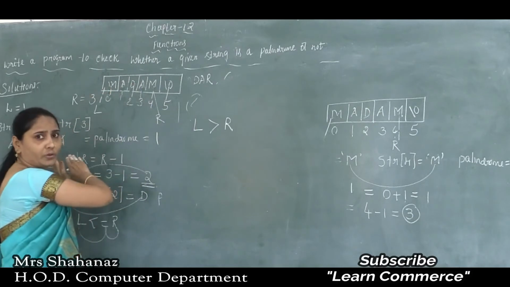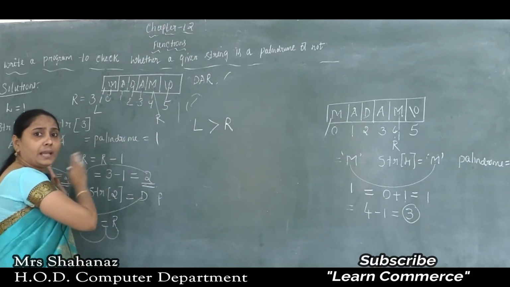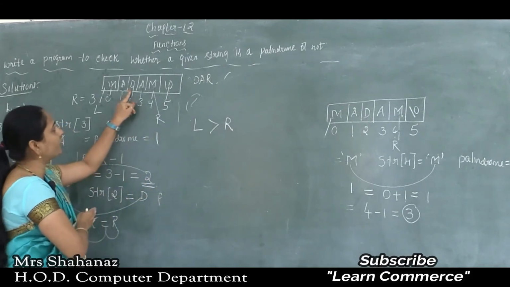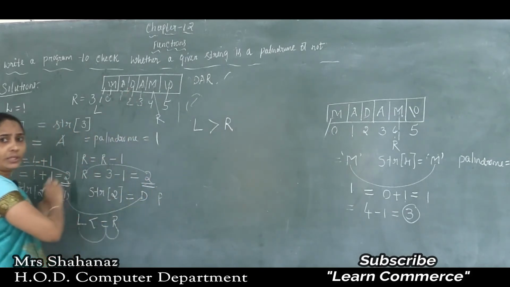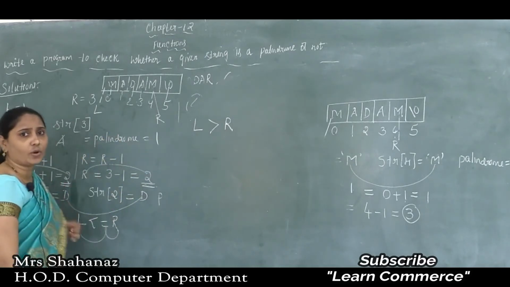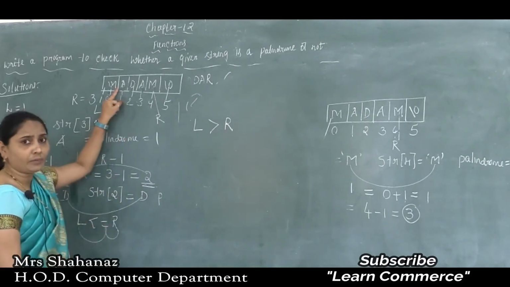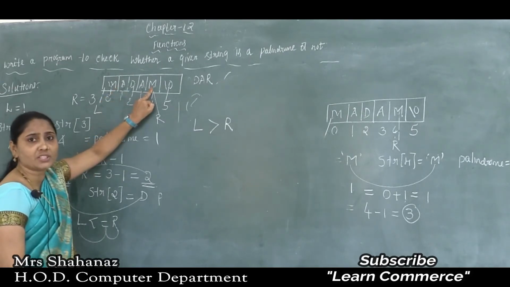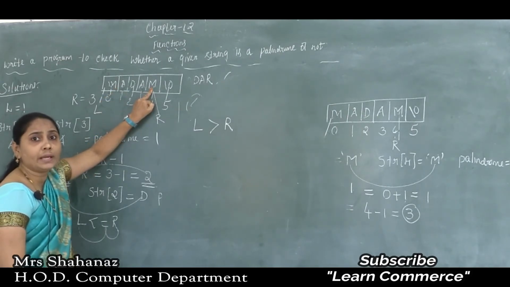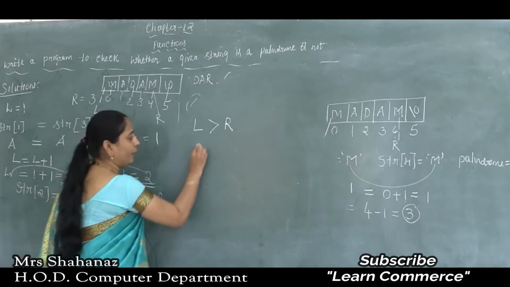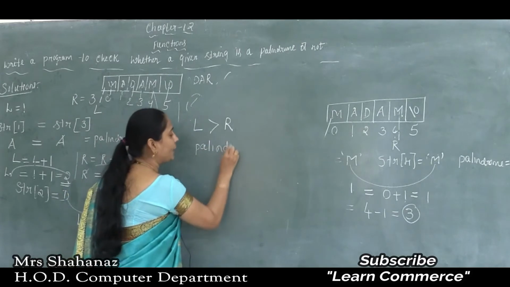We already know about this one. When you compare, left value is equal to 2, right value is equal to 2. At that time we get the value D, so D value is equal to D value. So finally we can say that palindrome is equal to 1 here, because the left half of the string is equal to the right half of the string. So finally we get the output as madam, that is a palindrome. Clear this point here?